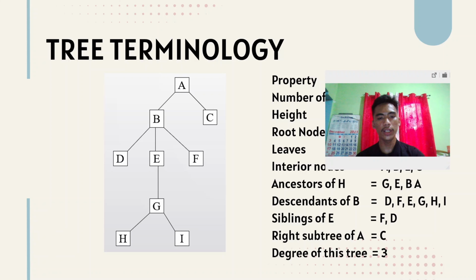The last one is degree of the tree, and the value is 3. The degree of the tree is the maximum number of children among all its nodes. In this instance, the maximum degree is 3. So this information collectively provides a detailed overview of the tree, including its size, structure, height, root node, leaves, interior nodes, relationships, and specific characteristics such as the right subtree and degree.